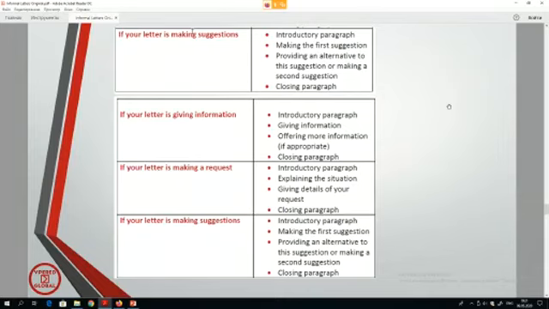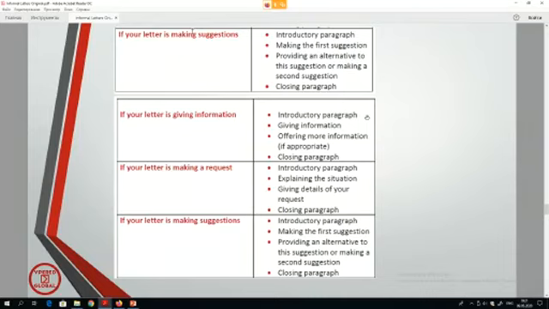And here I can just show you the plan that can be followed while writing different kinds of letters. If your letter is making suggestions, you should follow this plan. You should start with introduction, then making the first suggestion, providing an alternative, and closing paragraph. The same concerns the letter to give information: introduction, giving information, offering more information, and closing paragraph.